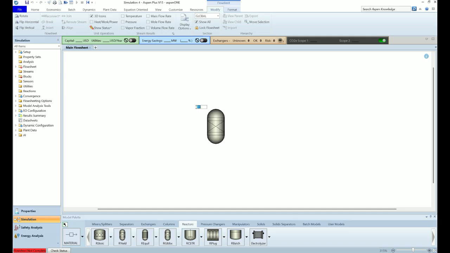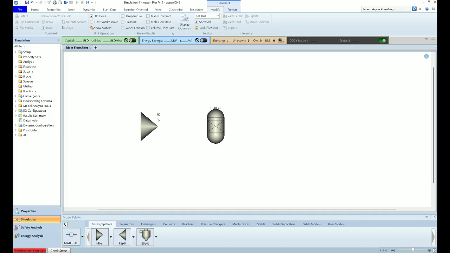Okay, we'll rename it. As our streams have different conditions, we will use here a mixer for inputting the methane and the steam, and here this mixture will be fed into a reactor, and you have one output stream that could be an equilibrium of a vapor and liquid phase.